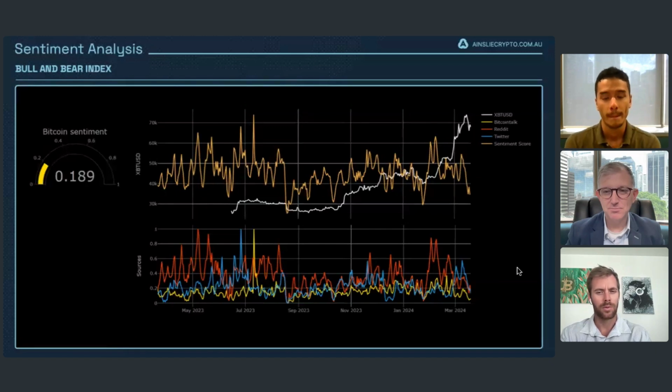I think it can probably get worse from here. If we have some consolidation, sideways action, you definitely get those alts bleeding against Bitcoin. So I think in the short to midterm, I don't see it shooting back up to those high levels of greed very quickly, to be honest.